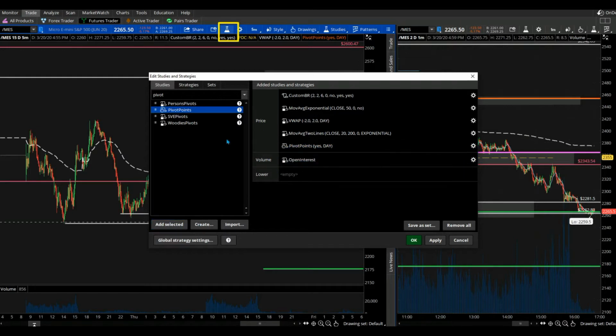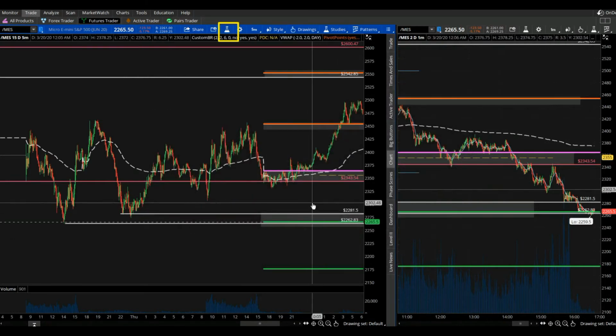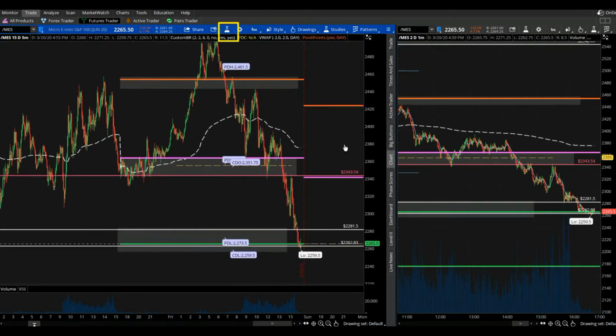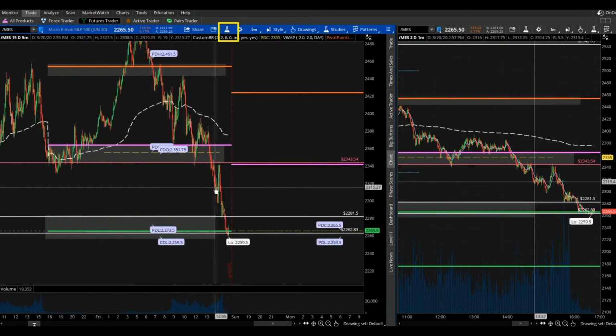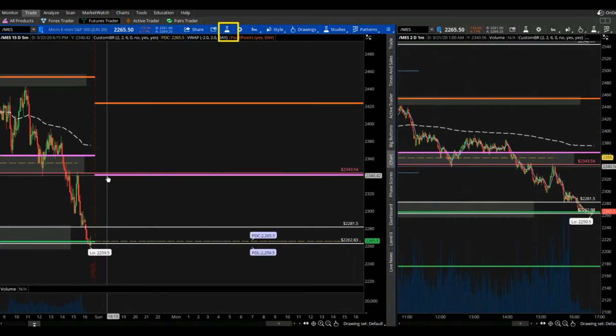But all you do is add selected, and then you can go to this cogwheel here, and everything is basically the same. I have R3, and then this will show it and uncheck it. R2, R1, these are my resistance levels. Pivot point, that's kind of like the neutral center spot. And then we have support, support, and support. All right. So that's all you do. So once you do that, if we go to this side of the screen here, you will get these pink and red or orange for resistance.